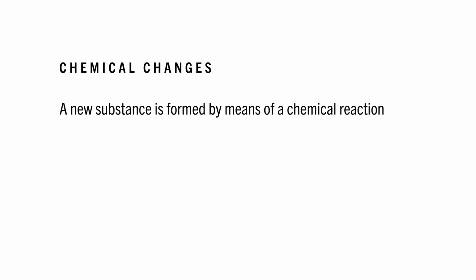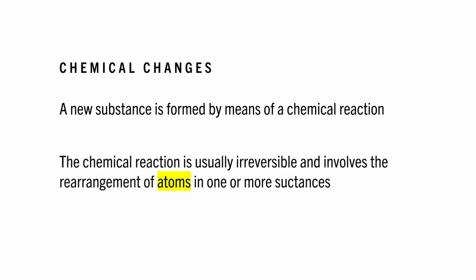Now let's understand what a chemical change is, and this is simply when a new substance is formed by means of a chemical reaction. Do we understand that? A new substance, a completely new substance, is formed by means of a chemical reaction. And the chemical reaction is usually irreversible, please note that, and involves the rearrangement of atoms in one or more substances.